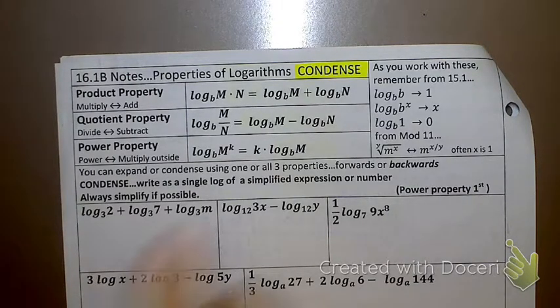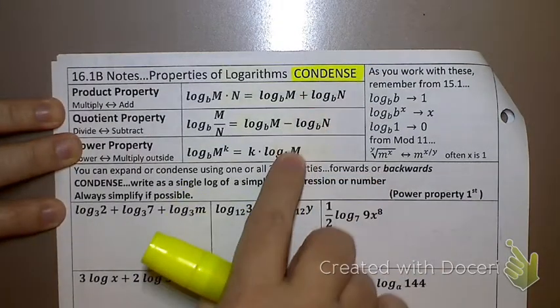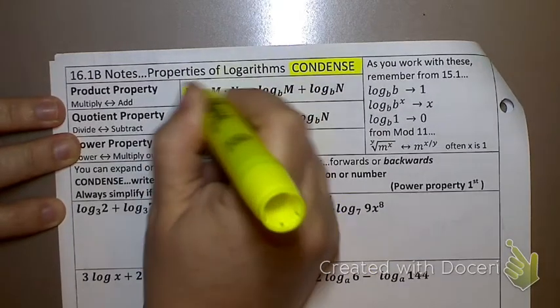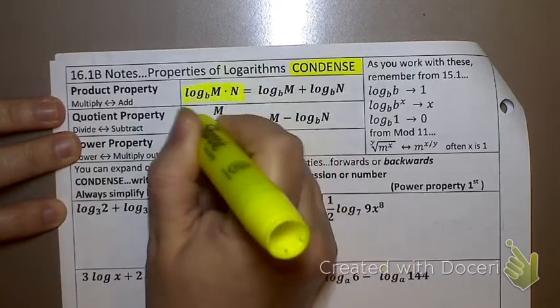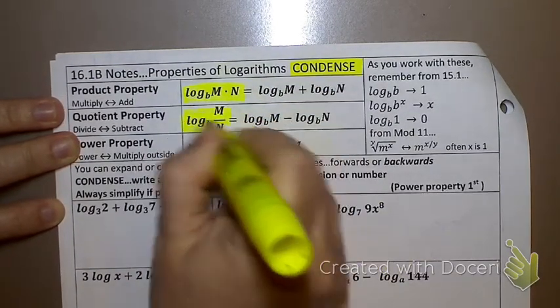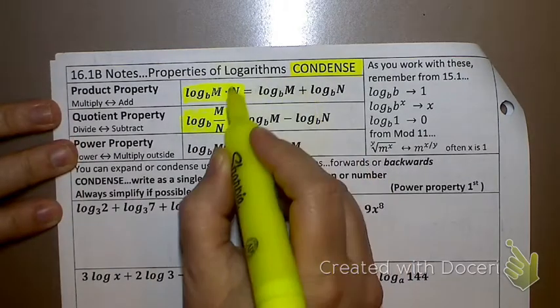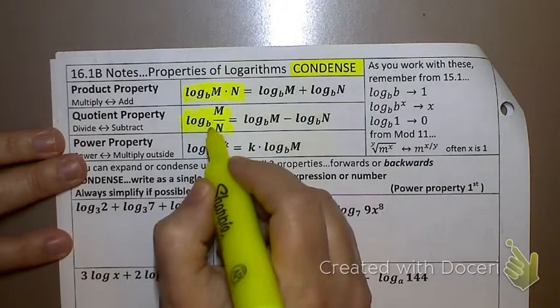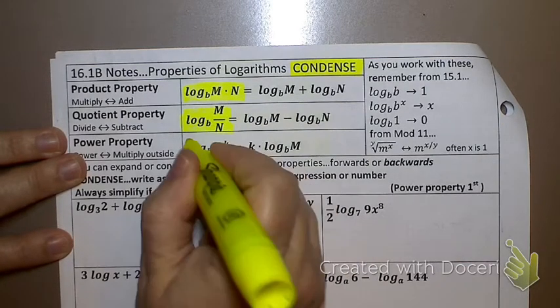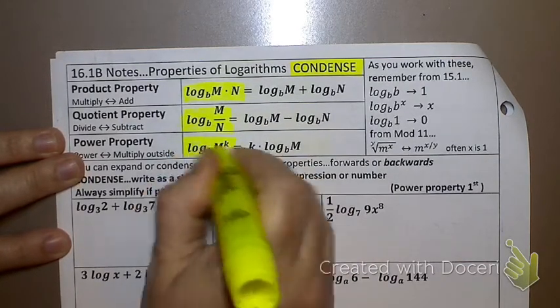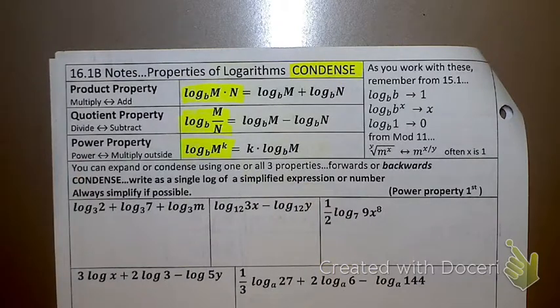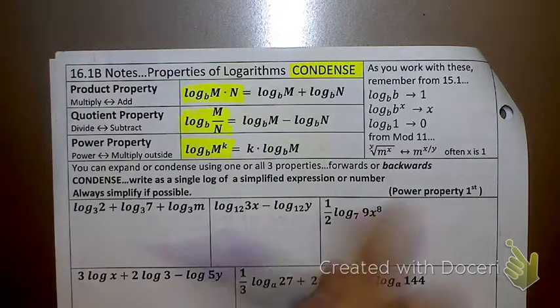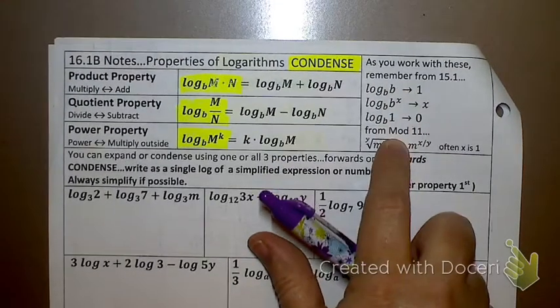Okay? So yesterday we focused on this side of the equal sign. Today we're going to focus on this side of the equal sign. So if we see addition, we're going to condense it to what? Multiplication. If we see subtraction, we're going to condense it to... division. And if we see a number in front of a log, we're going to bump it back to become an exponent. Okay? And we have our same rules from yesterday over here.